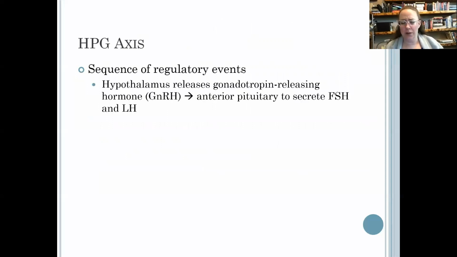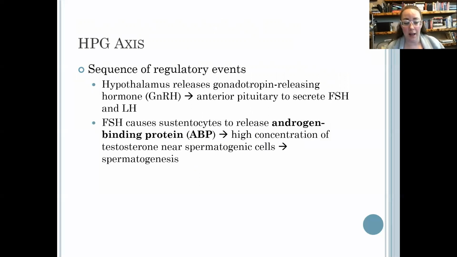So here's kind of the sequence of the events. The hypothalamus releases GnRH, and that tells the anterior pituitary to release FSH and LH. FSH's job is to talk to those sustentacular cells and tell them to secrete a protein called androgen binding protein.